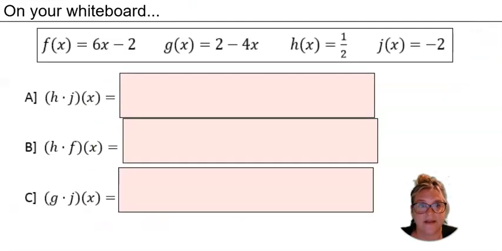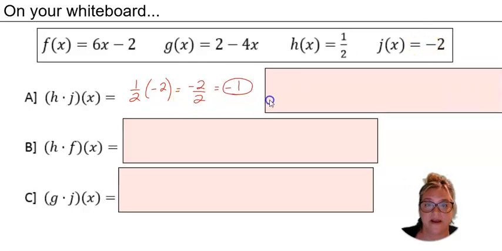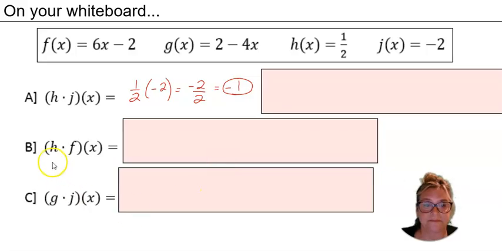So now you're going to try these either on your dry erase board or on some scrap paper. Pause the video until you've got some answers, and then we'll check them together. So h of x times j of x, that's going to be 1/2 for the h of x, -2 for the j of x. We multiply those together, and we get -1.